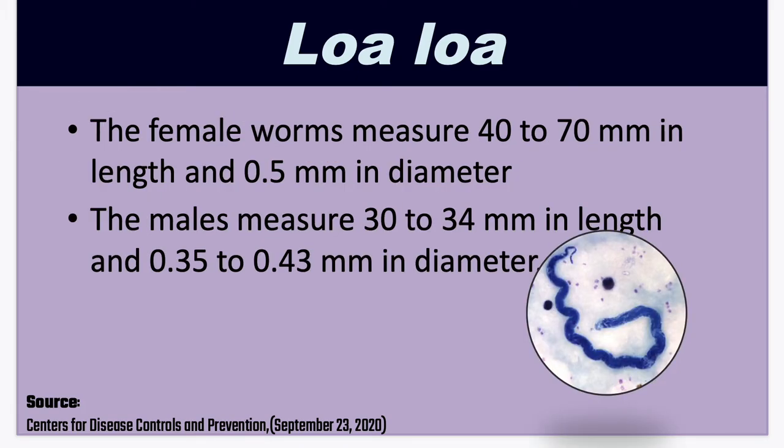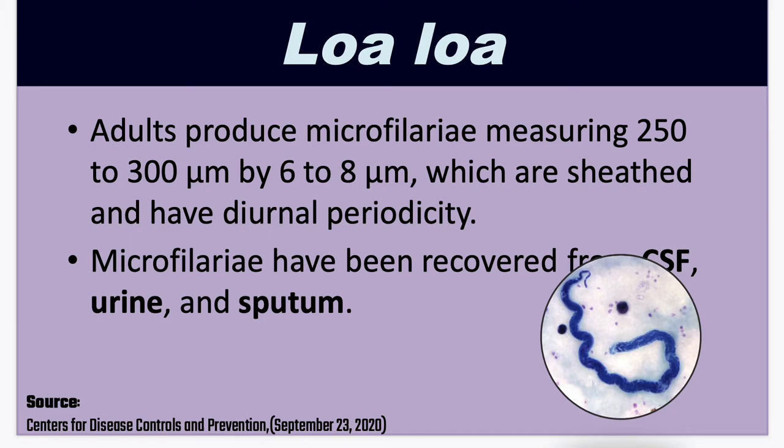So the female worms measure 40 to 70 millimeters in length and 0.5 millimeters in diameter, and the males measure 30 to 34 millimeters in length and 0.35 to 0.43 millimeters in diameter. The adults produce microfilariae measuring 250 to 300 micrometers by 6 to 8 micrometers, which are sheathed.